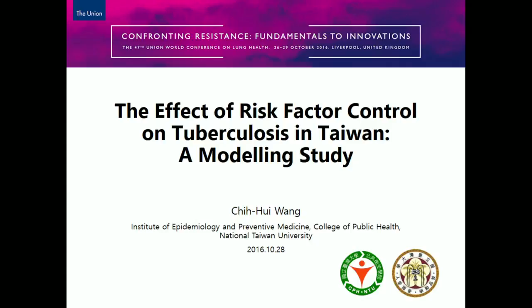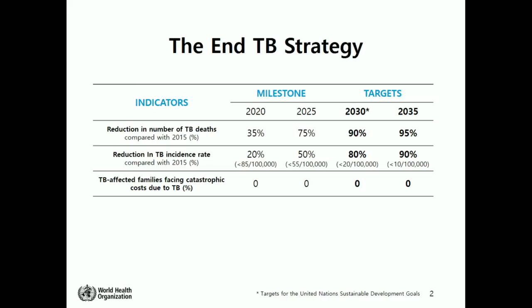Good afternoon, my name is Zhihui Wang, and I'm from the Institute of Epidemiology and Preventive Medicine, National Taiwan University. The topic of my presentation is the effect of risk factor control on tuberculosis in Taiwan, a modeling study. As you know, TB incidence has declined over the past 10 years, but there are still many people suffering from TB. The goal of the NTB strategy is to end the TB epidemic by 2035. The indicators include a 95% reduction in TB deaths, a 90% reduction in TB incidence, and zero families facing catastrophic costs due to TB.